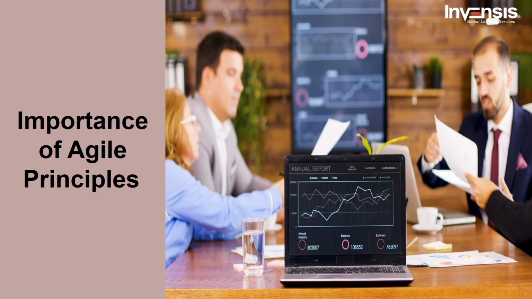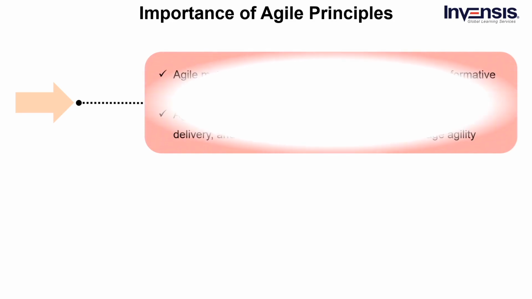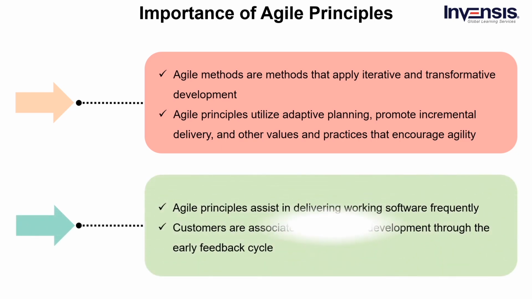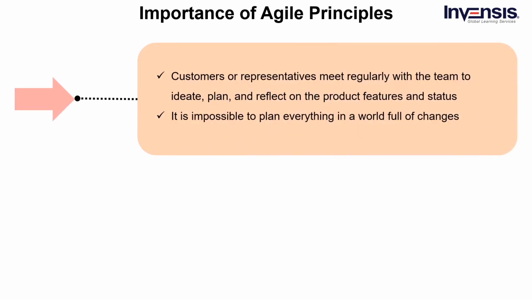Importance of Agile Principles. Agile methods are methods that apply iterative and transformative development. Agile principles utilize adaptive planning, promote incremental delivery, and other values and practices that encourage agility. Agile principles assist in delivering working software frequently. Customers are associated with product development through the early feedback cycle. Customers or representatives meet regularly with the team to ideate, plan, and reflect on the product features and status.